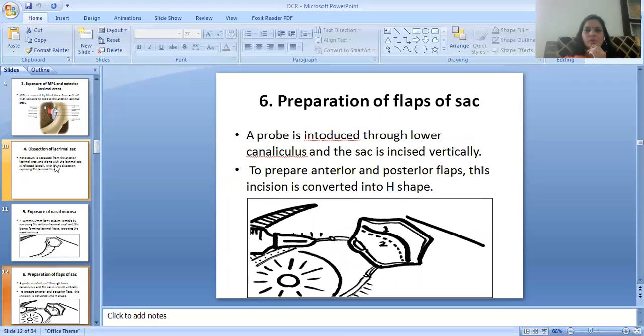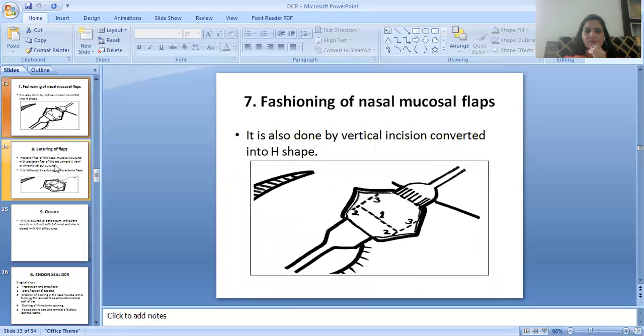Sixth step is the preparation of flaps of sac. A probe is introduced through lower canaliculus and the sac is incised vertically. To prepare anterior and posterior flaps, this incision is converted into H shape. Seventh step is the fashioning of nasal mucosal flaps. It is also done by vertical incision converted into H shape.